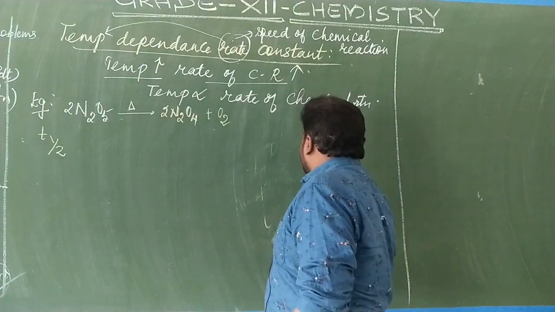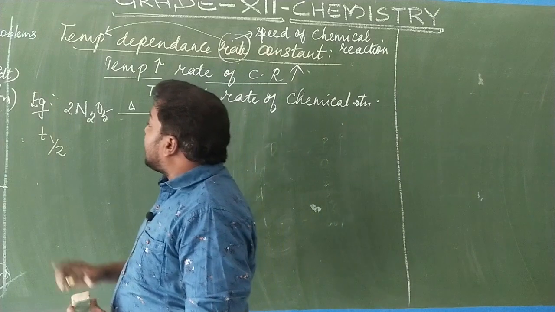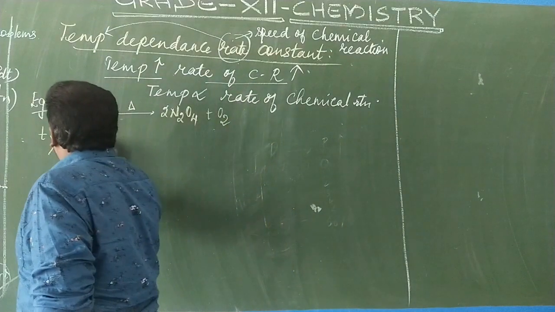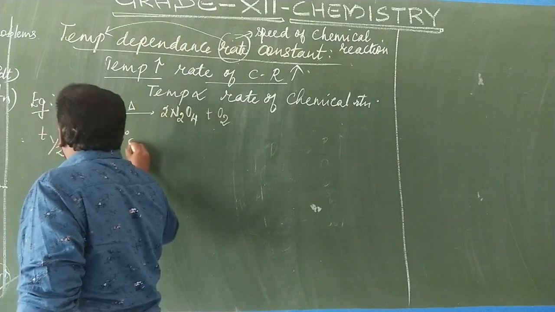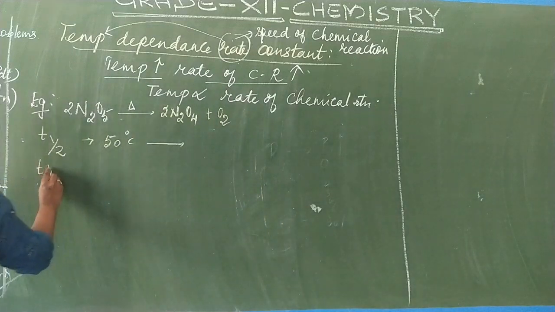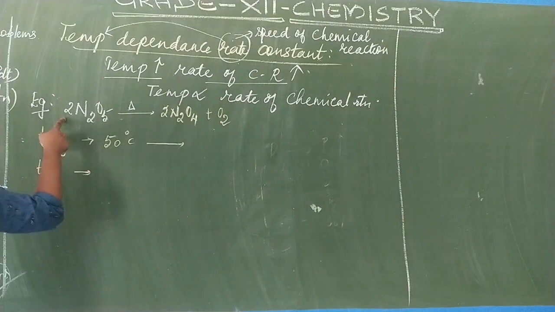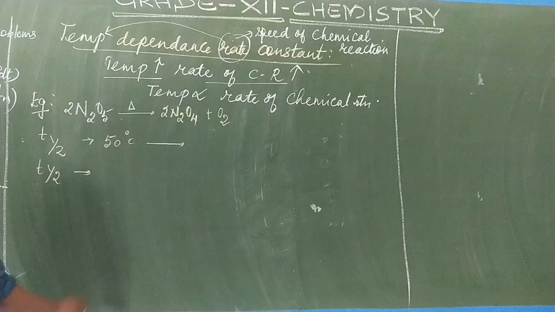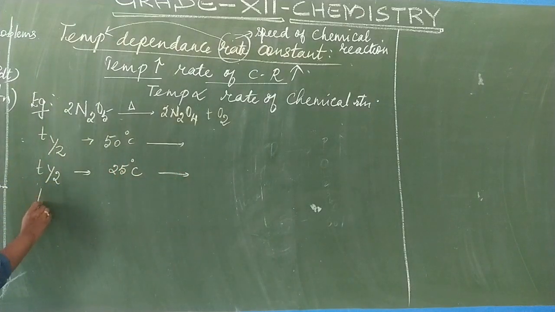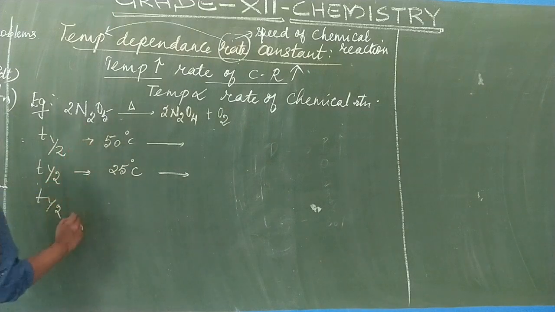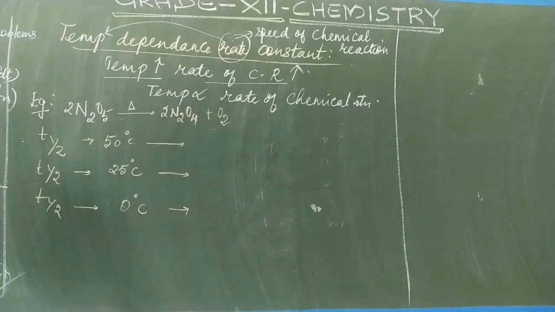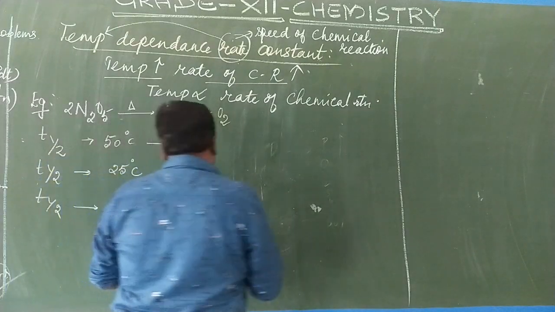So the half-life period for the decomposition of nitrogen pentoxide at 50 degrees centigrade, what temperature am I maintaining, 50 degrees centigrade. Similarly, the half-life period for the decomposition of nitrogen pentoxide while maintaining a temperature of about 25 degrees centigrade. Now, the half-life period for the decomposition of nitrogen pentoxide at 0 degree centigrade. Different conditions I am maintaining.